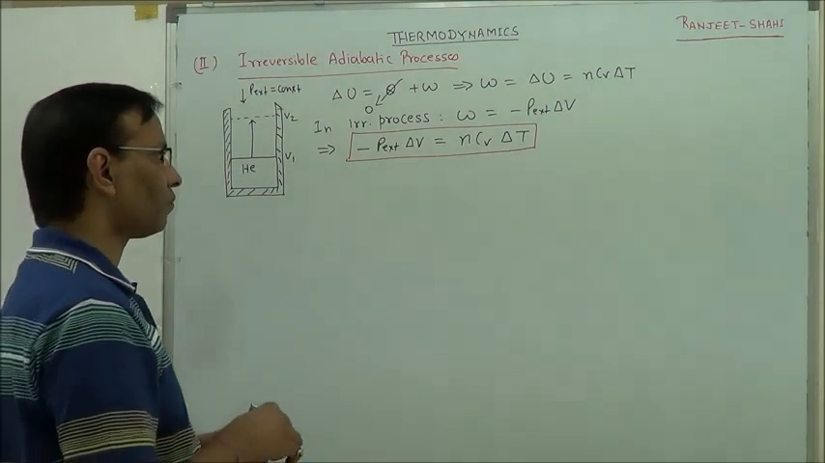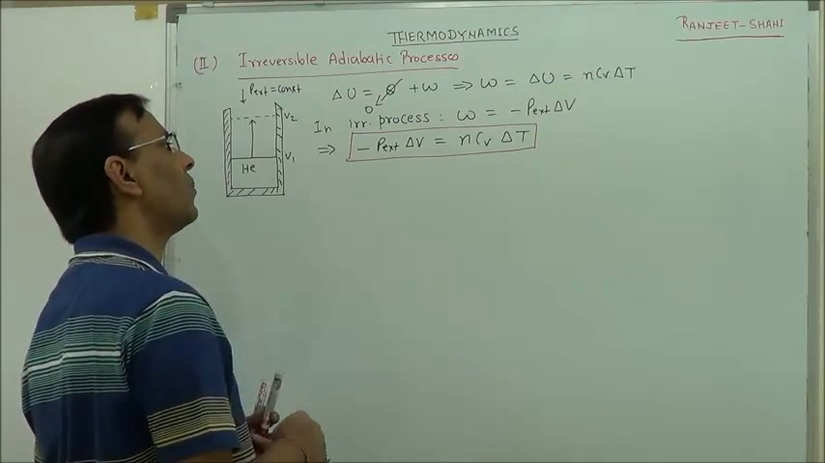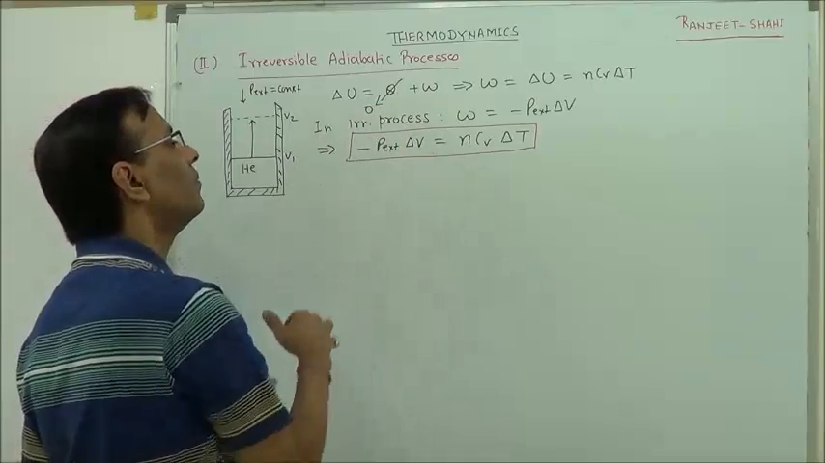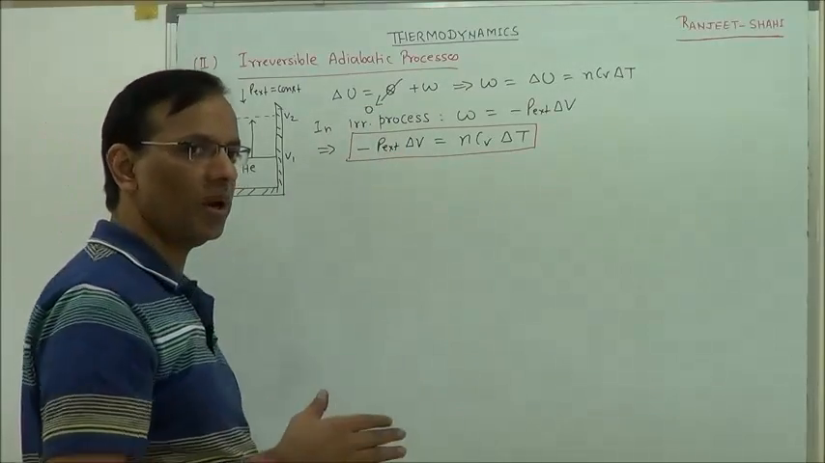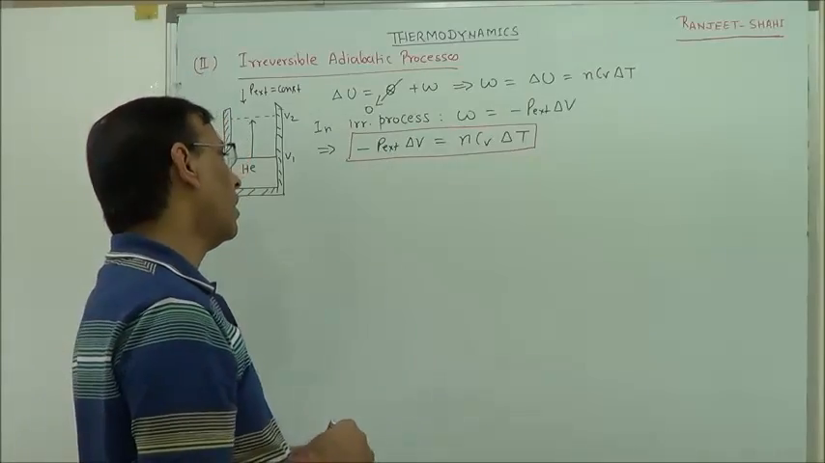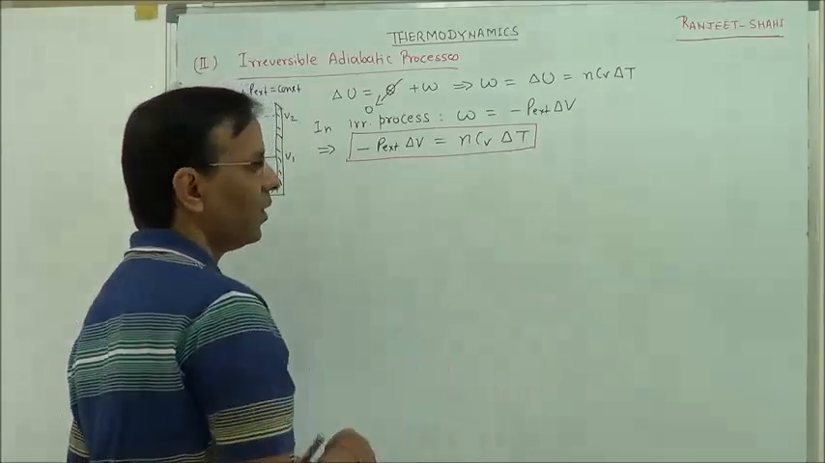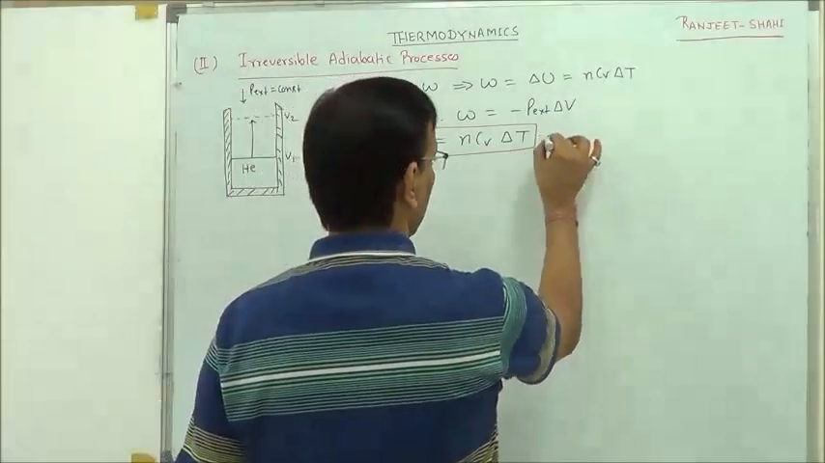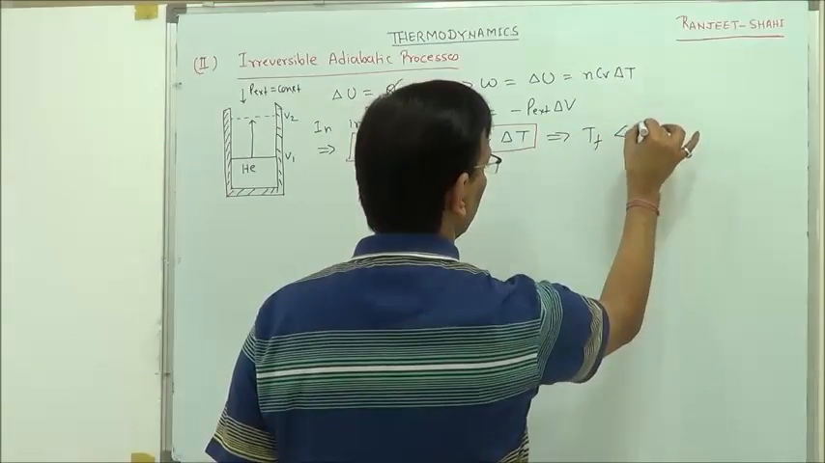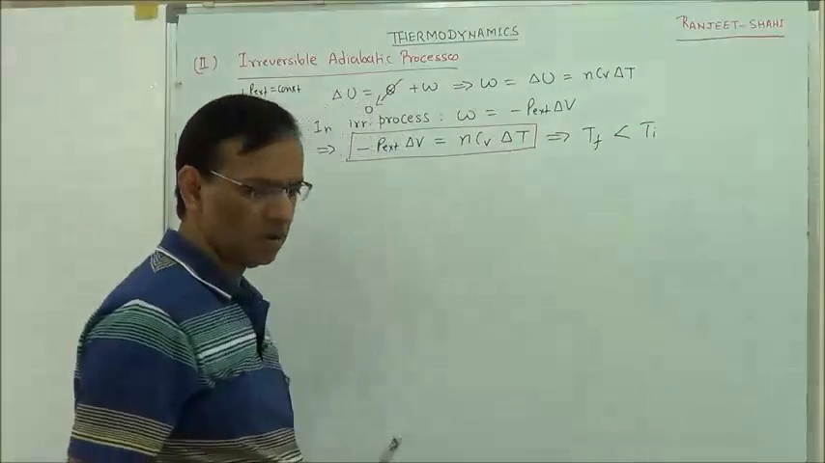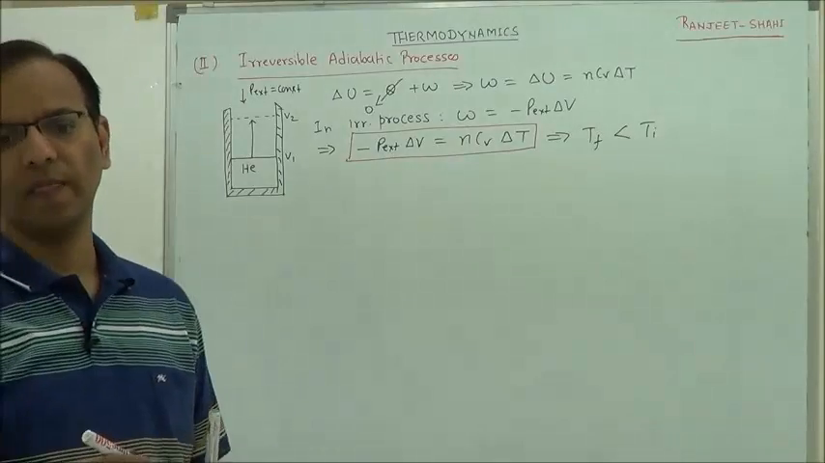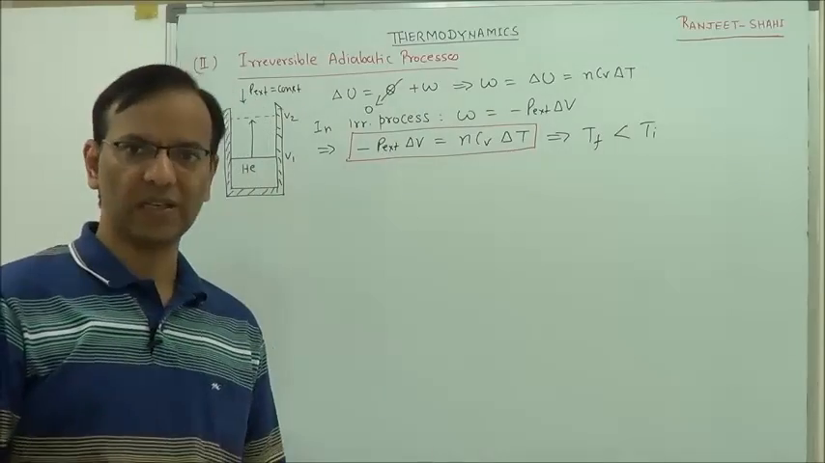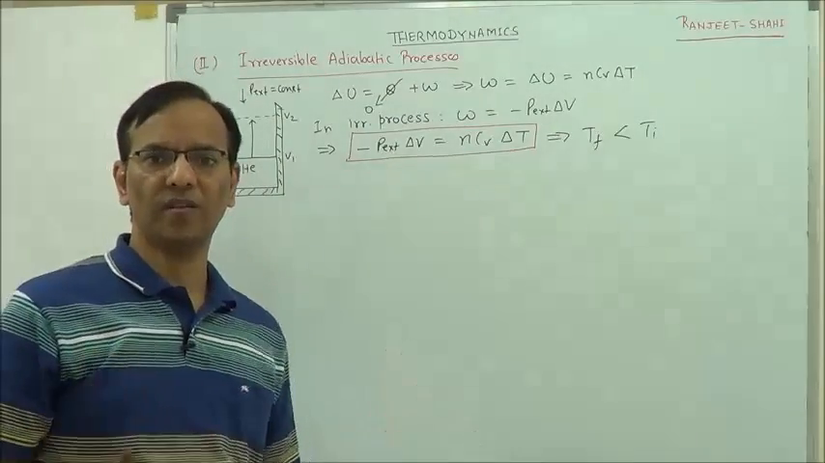Since it is a case of expansion, delta V is positive, P is positive, so this whole term will become negative. Work done by the system has to be negative. Therefore, delta T must be negative, and therefore T final must be less than T initial. Therefore, adiabatic expansion leads to cooling of gas, and vice versa is established once again.